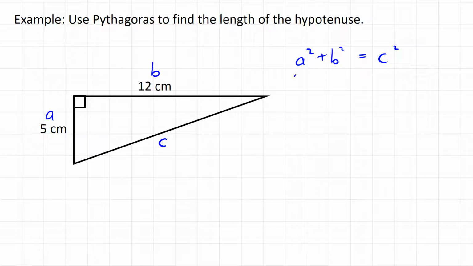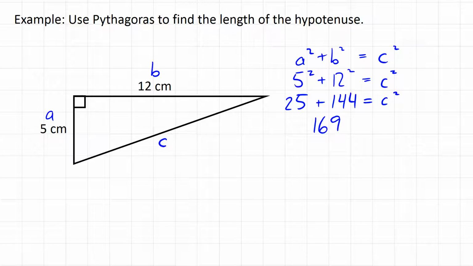side c. So a is 5, so we have 5 squared plus 12 squared, b is 12, is equal to c squared. Well, here's my unknown, that's that side length c, but I know everything else in the equation. There's only one letter I don't know, so we should be able to solve it. So 5 squared is 25, 12 squared is 144. If I add those together, I get 169 is equal to c squared.